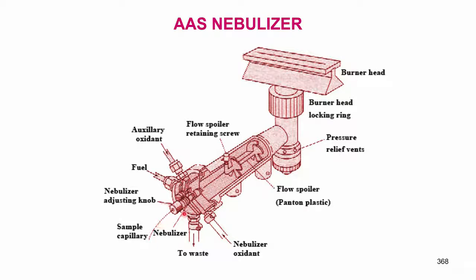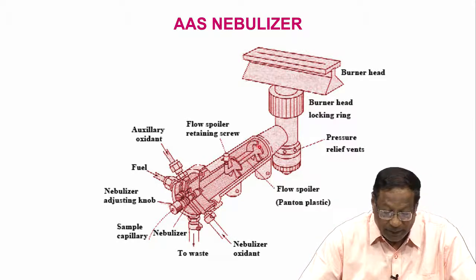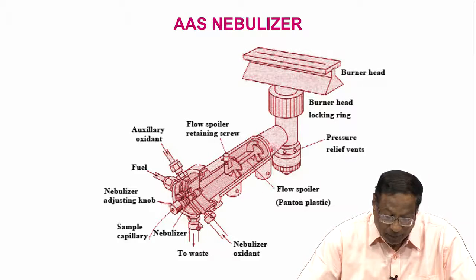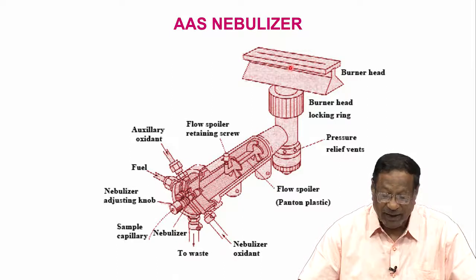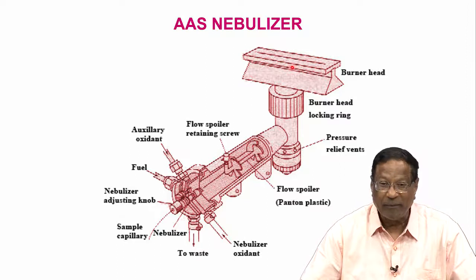It is the nozzle, sample comes here, sample capillary, this one, and then there is fuel, there is oxidant, all of them are coming and mixing, and then there is a flow spoiler here, and then the bigger droplets are collected at the bottom of this cylinder and go to waste, and the remainder is carried into the burner head.